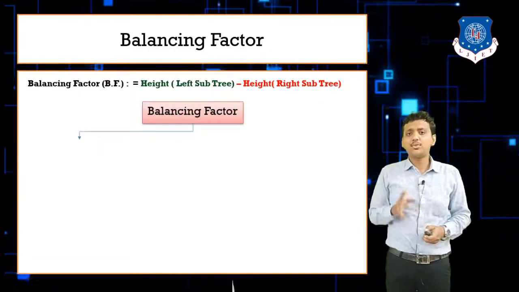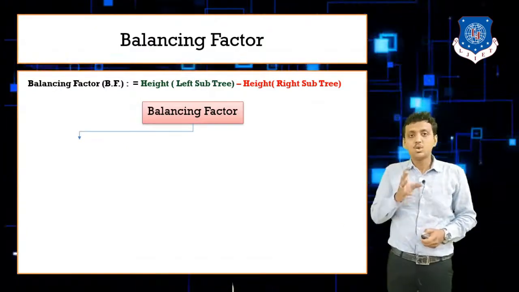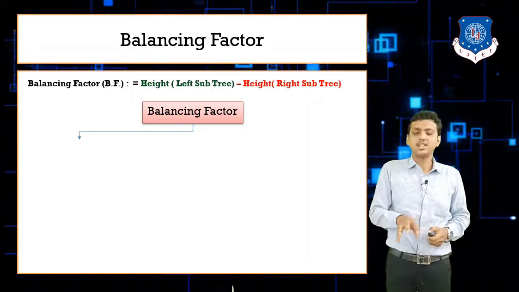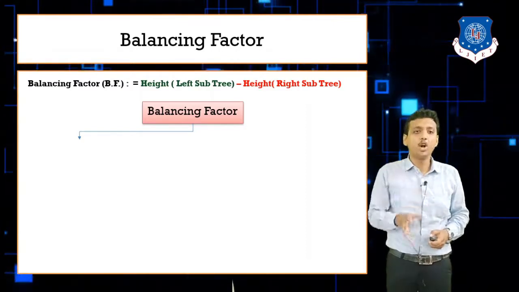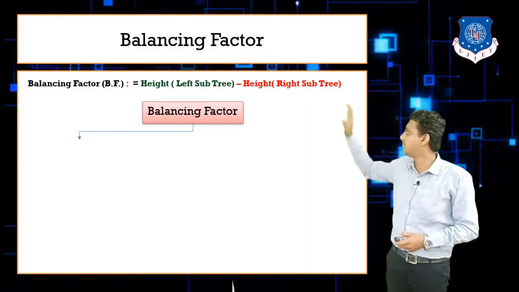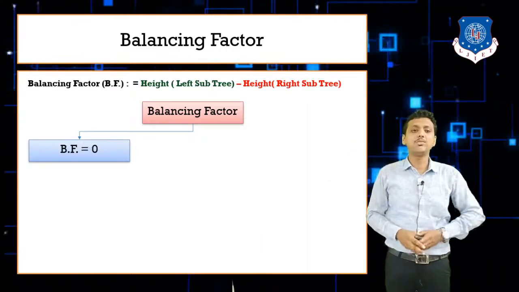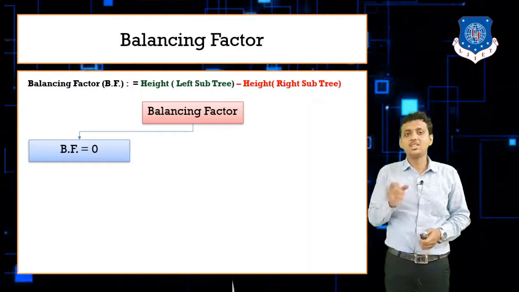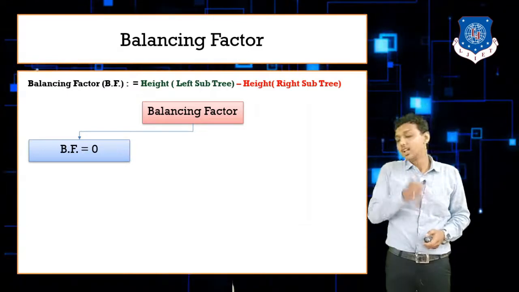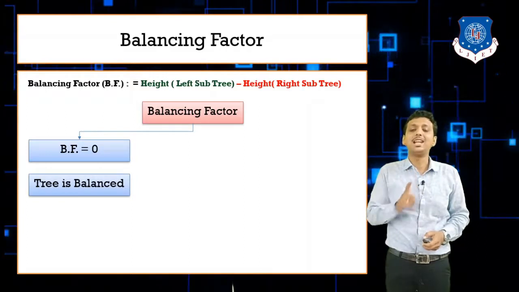So students, here I am dividing the balancing factor into 3 different parts. How can you judge whether a tree is balanced or not? And if your tree is unbalanced, then what operations should be performed? It is shown over here. Please concentrate very carefully. The first type of balancing factor is balancing factor equal to 0, I am using the alias BF equal to 0. That means if your balancing factor is equal to 0, your tree is a balanced tree.